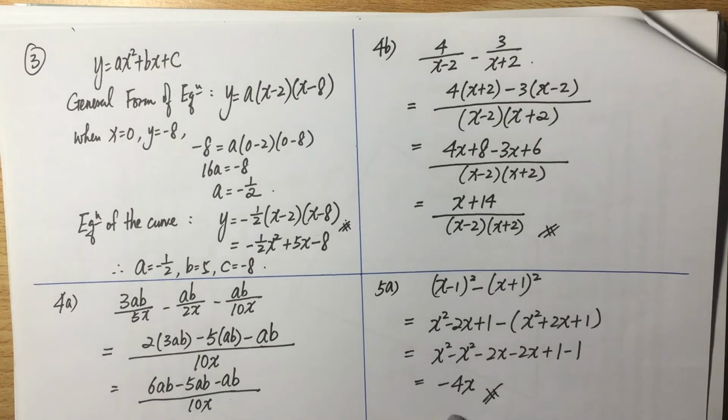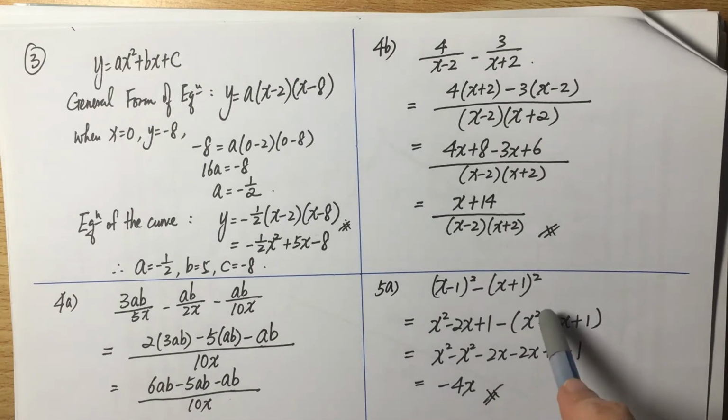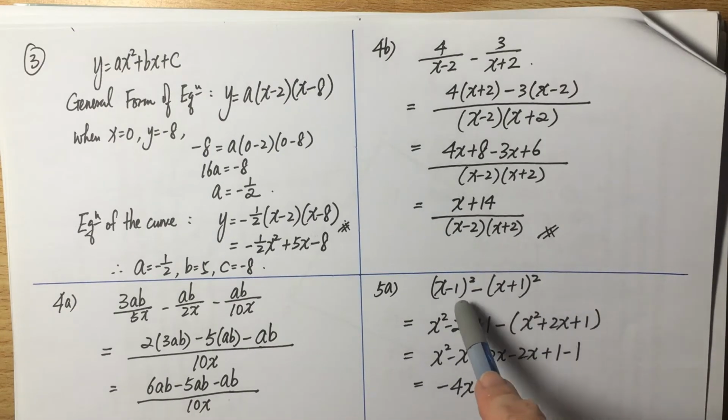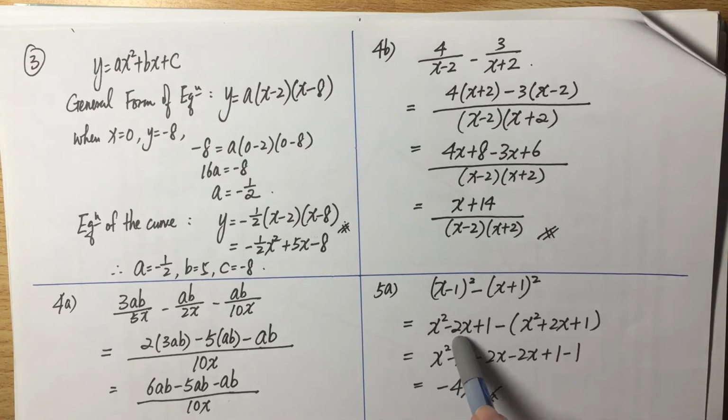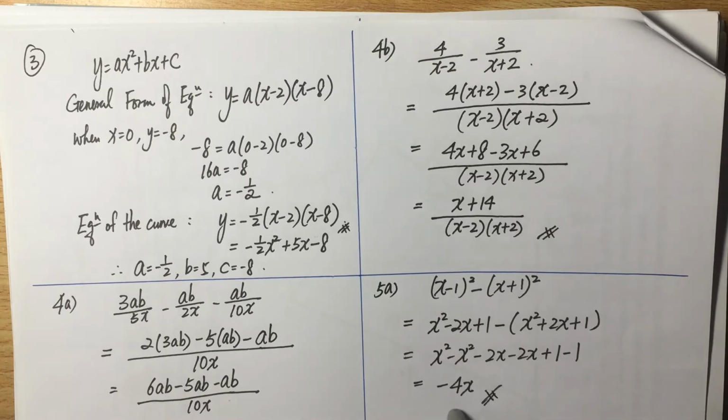Question 5, you want to simplify, you are not factorizing. So what you should do is expand out, and then the like terms that can be cancelled, you cancel them, and then you're left with -4x.